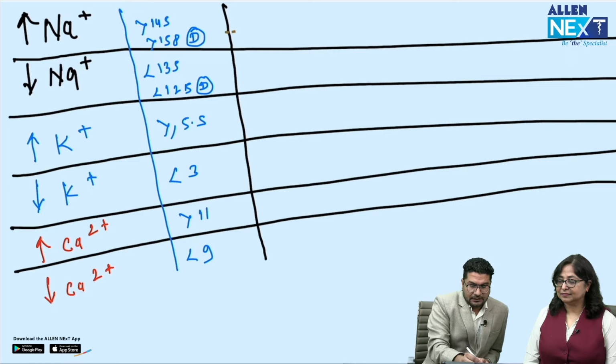Okay, coming to the next question: which of the following is seen in primary hypothyroidism? Try to answer this. It's a simple question. Come on.